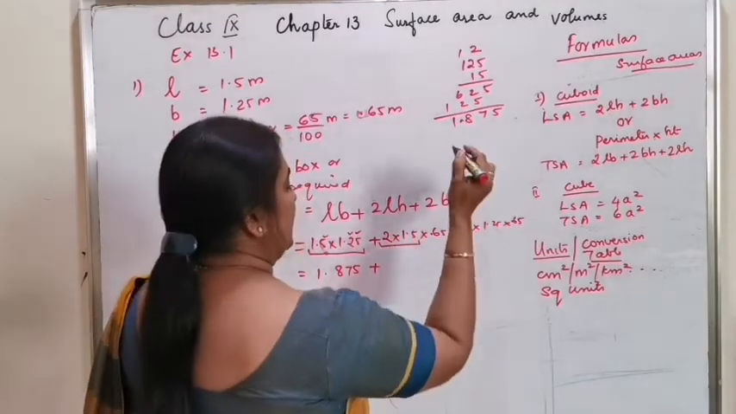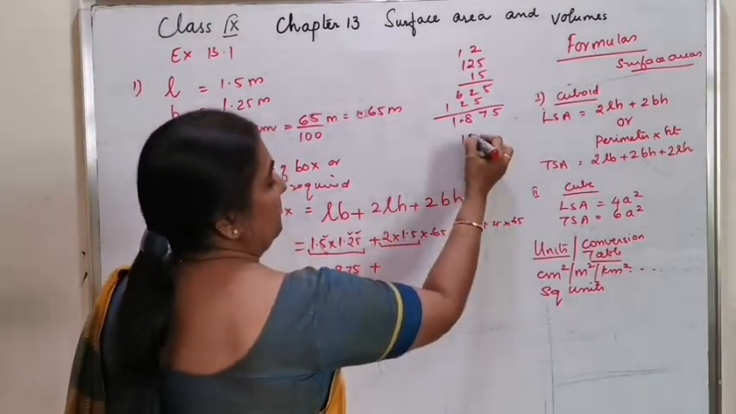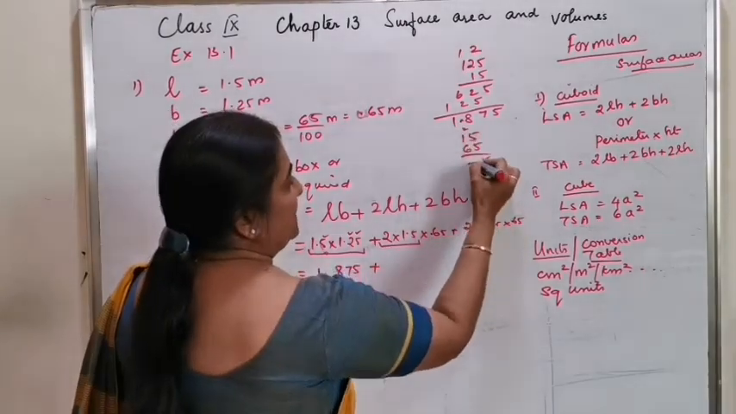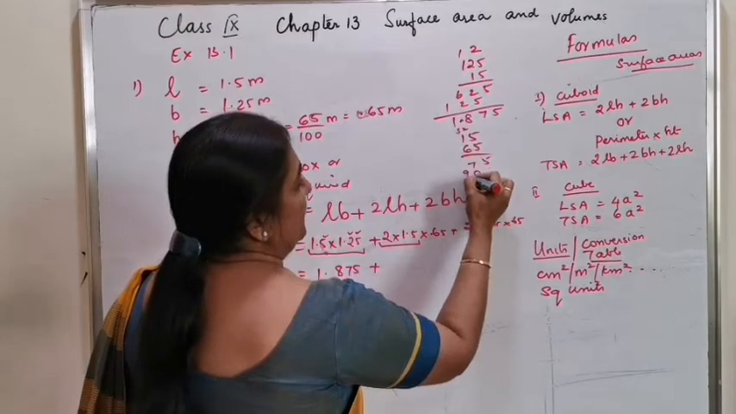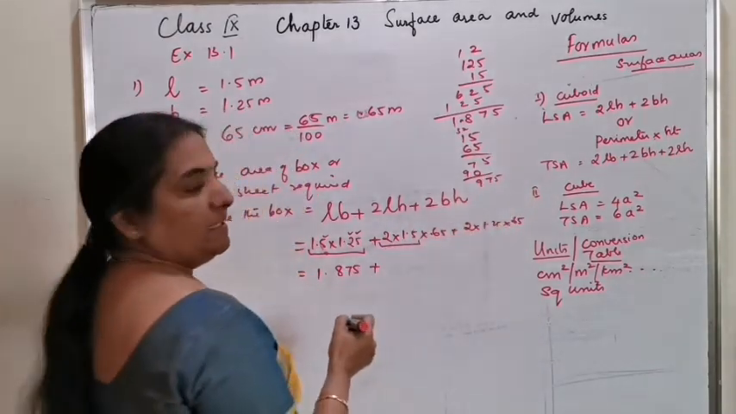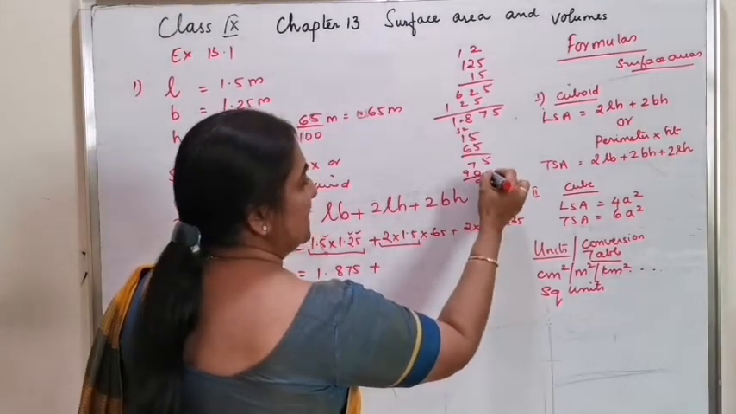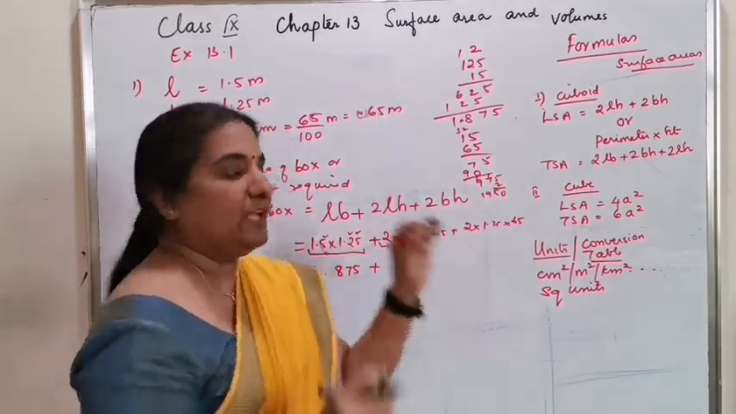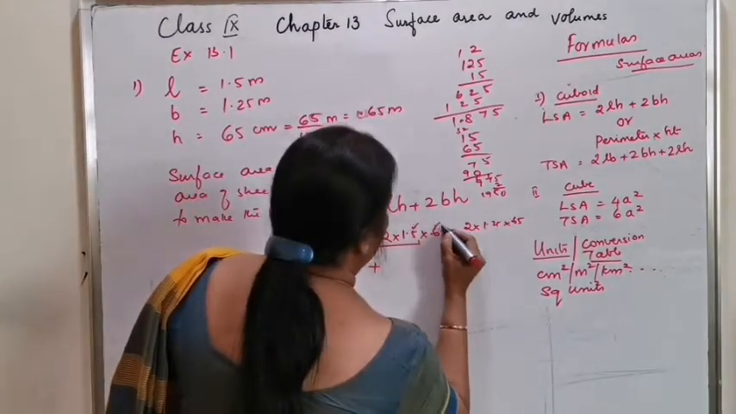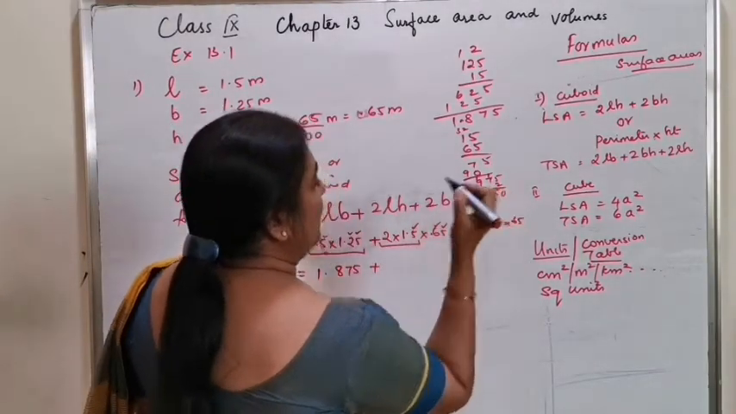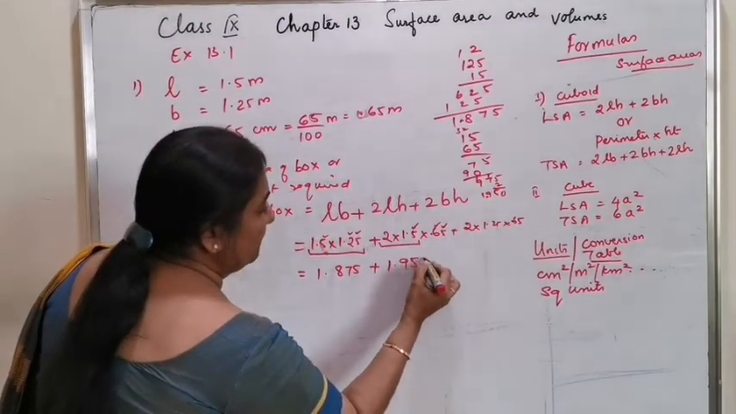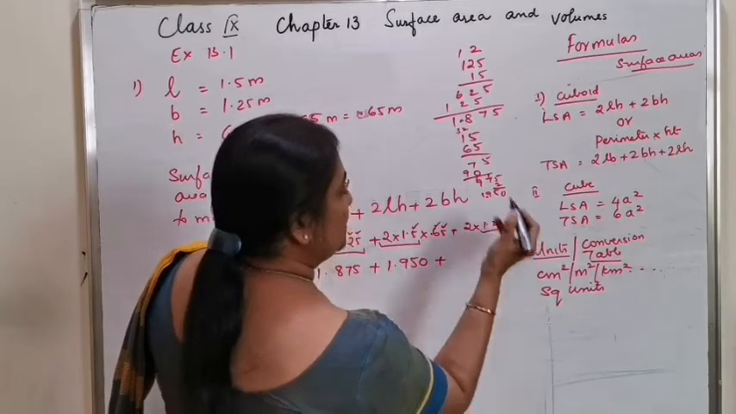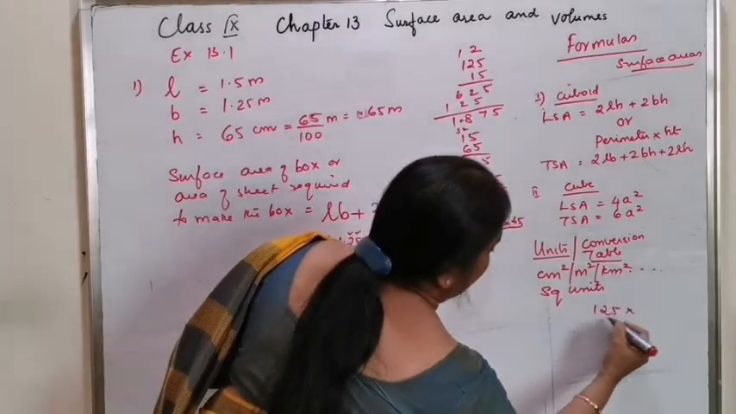Or if you want it the other way, you can multiply 15 into 65, 25, 30, 3, 975 into 2. 5 2s are 10, 15. Finally, you are getting 1950. How many decimal places? 1, 2, 3. That means 1.950, plus again 1.25 into 65. 125 into 65.